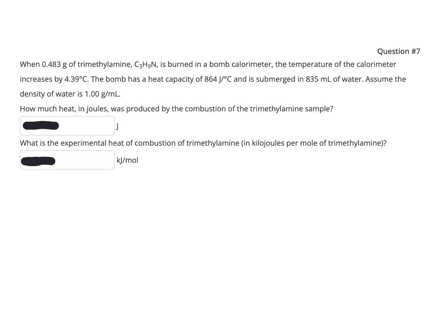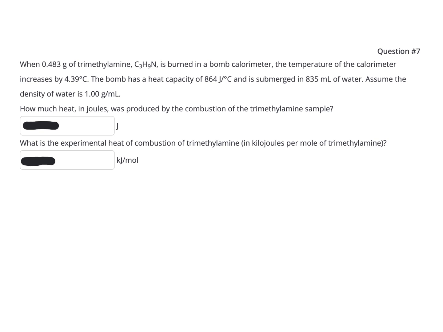Question 7 from the calorimetry module checkpoint is a pretty challenging question. So we've got two different things we have to calculate here. We've got this trimethylamine, which is burned in a bomb calorimeter, and the temperature of that calorimeter increases by 4.39 degrees Celsius. There's two things going on here.